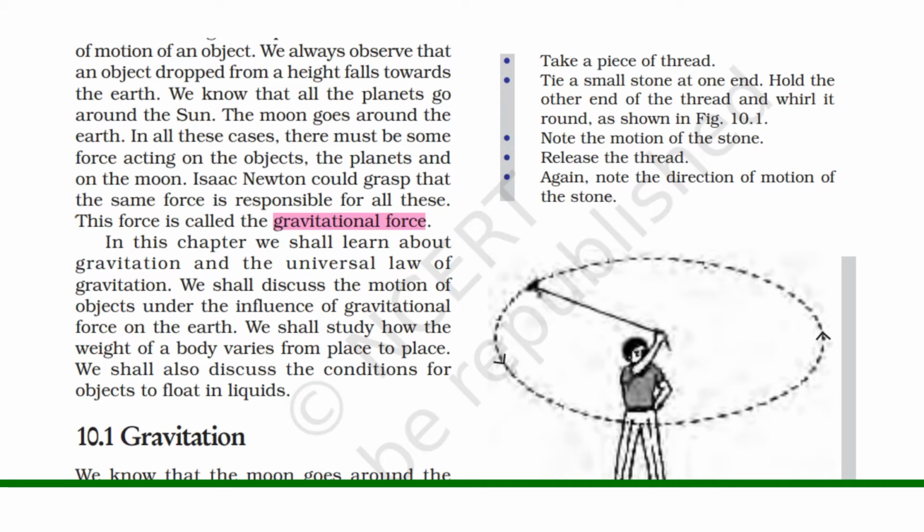In this chapter, we shall learn about gravitation and the Universal Law of Gravitation. We shall discuss the motion of objects under the influence of gravitational force on Earth. We shall study how the weight of a body varies from place to place. We shall also discuss the conditions for objects to float on liquids.